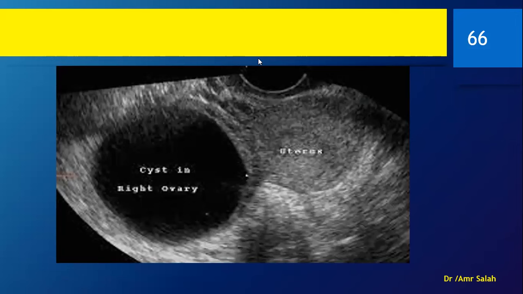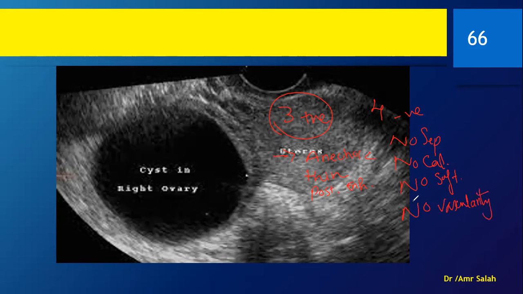Let's cite them together. We have 3 positive and 4 negative. The 3 positive being, it is anechoic, it is thin-walled, it has posterior enhancement. These are the items of cyst we've mentioned. The 4 negative: there is no septation, no calcification, no soft tissue nodule, and no vascularity inside. I have to make sure that all of the 4 are negative. So I would say, yeah, it is simple. If this lesion is more than 3 centimeters and it has all of these criteria, then yeah, this is a simple ovarian cyst. If it is less than 3 centimeters, it is not a cyst.